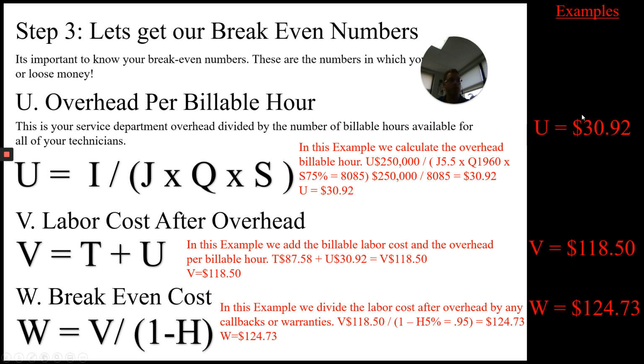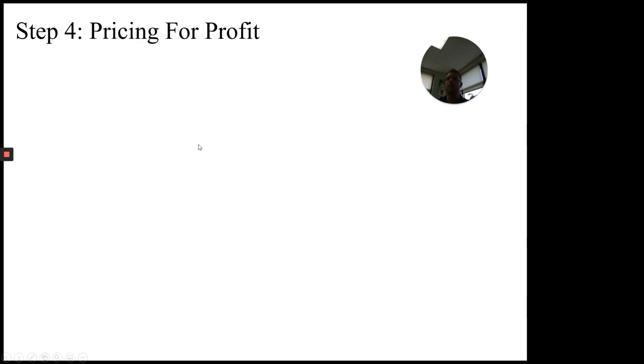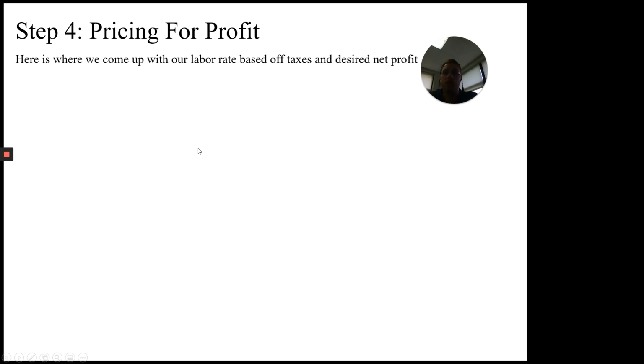My examples: U is 3092, V is 118.50, and W is 124.73. Good? Capiche? Next. Now we take our break even and we price for profit. So here's where we come up with our labor rate based off of our taxes and our desired net profit. Now you're going to end up pausing the slide like 10 times. It's confusing, a lot of calculations, but it's awesome.